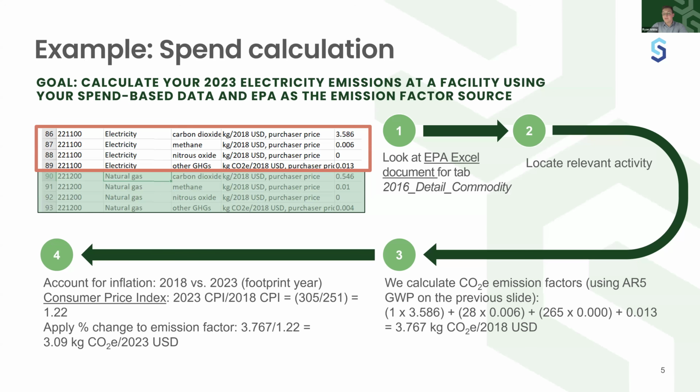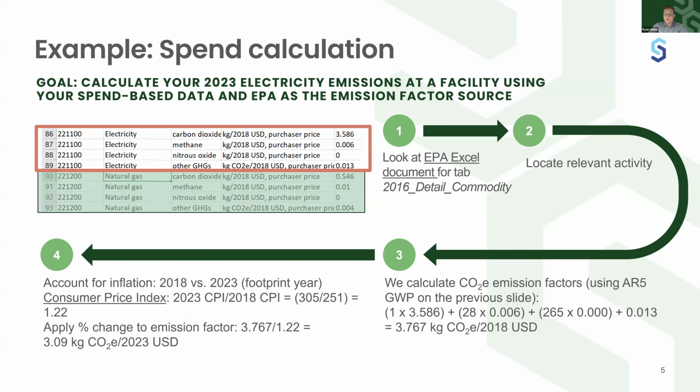If the source of the emission factor does not provide a total CO2e emission factor, then you will have to calculate it using the combination of the three components, carbon dioxide, methane, and nitrous oxide, and their relevant global warming potential that we discussed previously. An example of these calculations is shown in the bottom right corner in step 3. You will multiply each greenhouse gas by its relevant GWP, and then add up those values to get your total emission factor in CO2e.